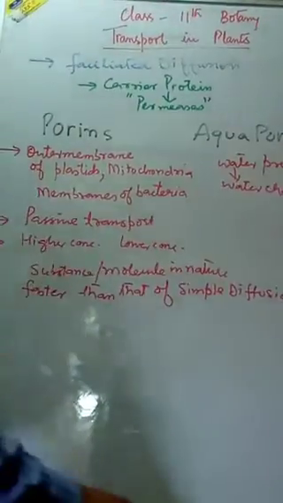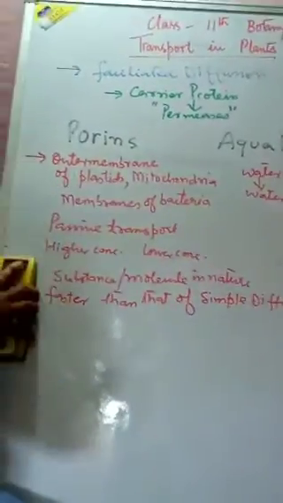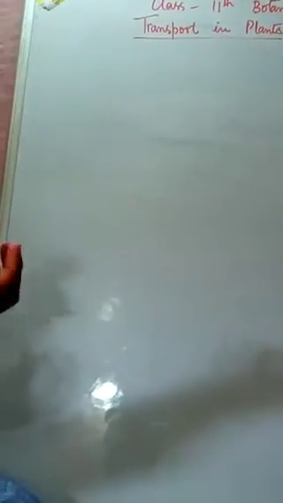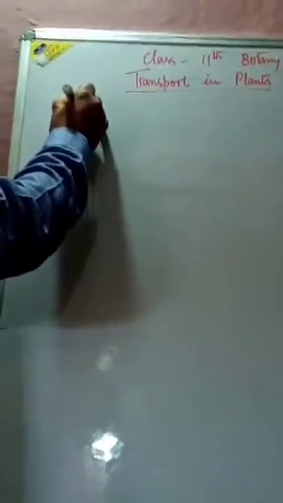Now we have the third, that is called osmosis. Before osmosis, we will discuss the movement of molecules, in which direction it takes place, whether from inner to outer side or from outer to inner side. We have three terms. First one, uniport.